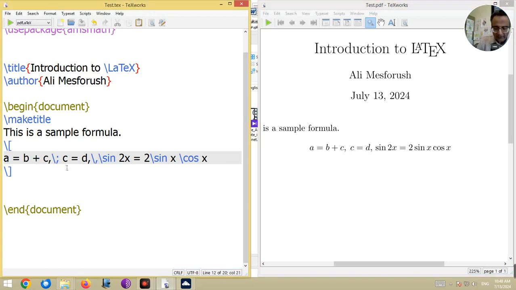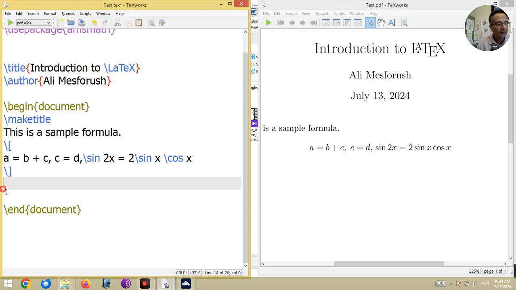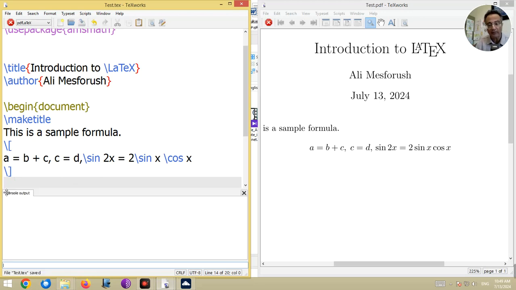So totally you can use some commands like backslash comma, backslash semicolon, backslash space, backslash quad, backslash qquad for the space between formulas. Okay, this is all. And also you can have some negative space, negative distance, in fact.